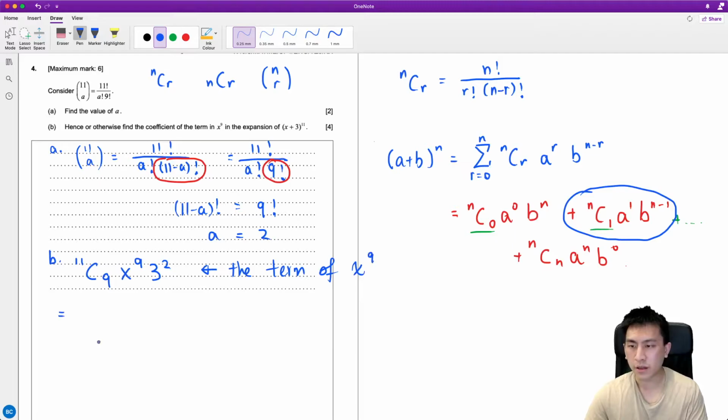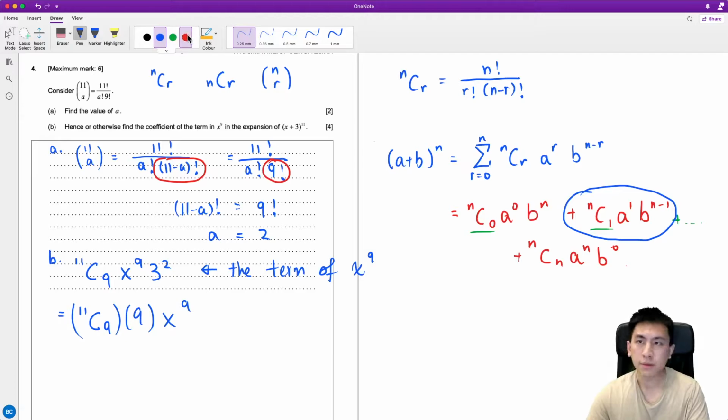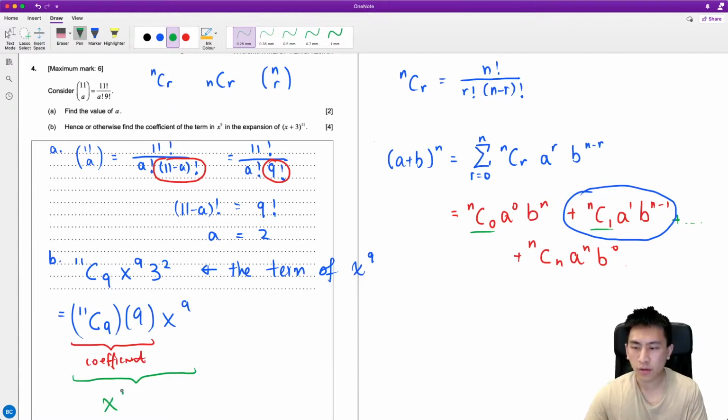And then if I write it a bit nicer, you get 11C9, okay, multiplied by 9, of course, and then x to the power of 9. They ask for the coefficient, right? Now, please be very careful. Not this part, this is the coefficient. It does not include the x to the power of 9. The whole thing is called a term, right? The whole thing here is the x to the power of 9 term, okay? And that is the coefficient, all right? So if they ask for the coefficient, please do not include your x, right? Okay, then let me just continue here.